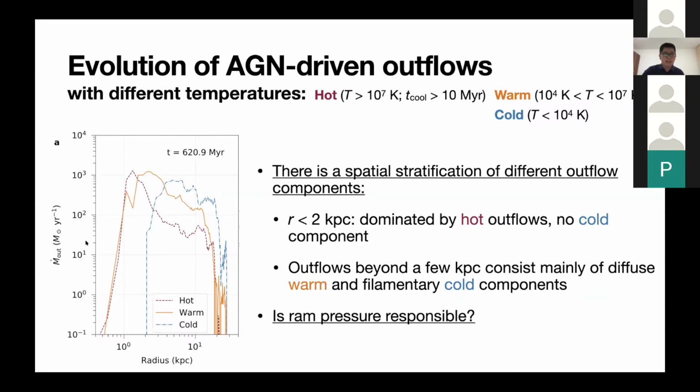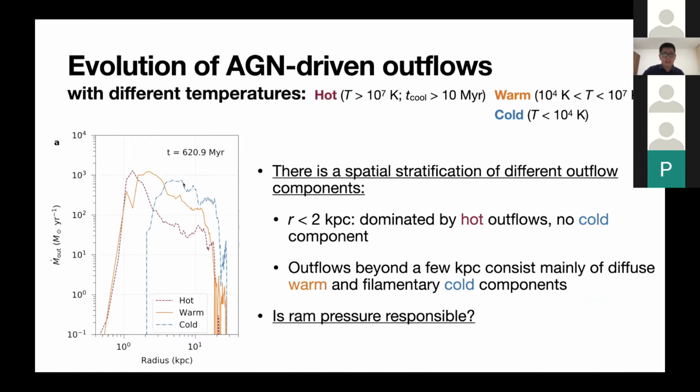By looking at this plot of outflow rates with different temperature components, we can see there's a spatial stratification of different components. For the inner 2 kiloparsecs, it's dominated by the hot component, and there's no cold gas outflows there. Beyond a few kiloparsecs, you can see the warm component slowly rises and eventually turns into cold gas dominated.